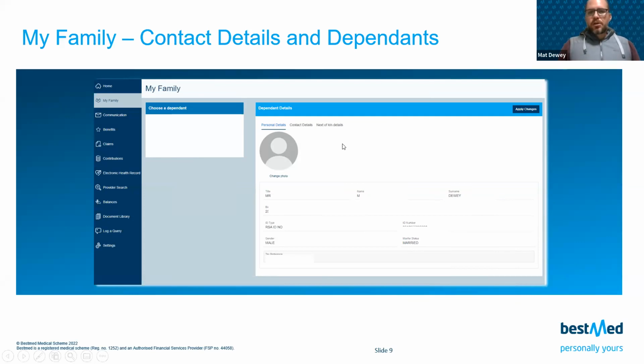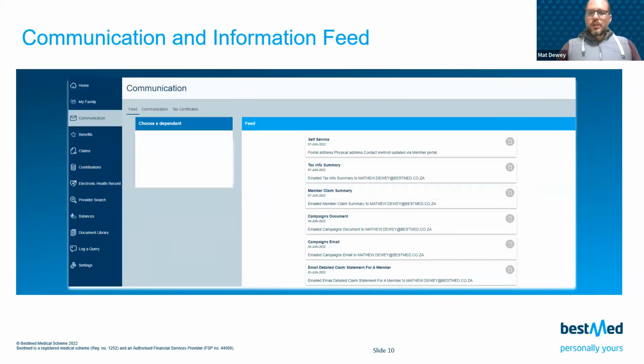On this My Family screen as well, you have your dependent details. So these would be your details that would show up over here. You can amend your contact details and your next of kin details for each of your family members. So not only for the principal member itself, but also for your adult dependents and your child dependents. And then once you've edited those, you can just click on Apply Changes in the top right-hand corner.